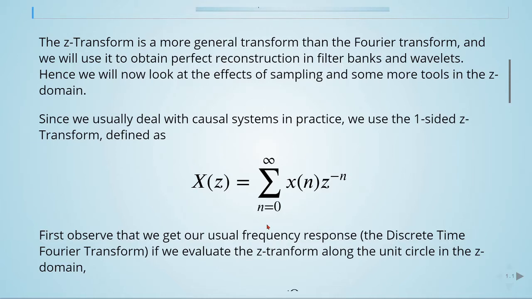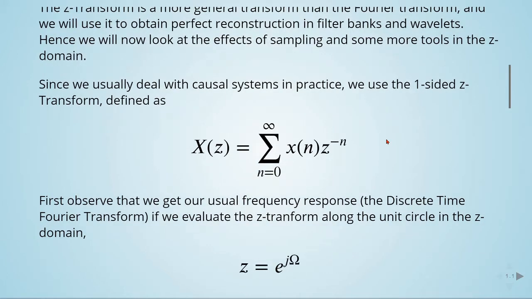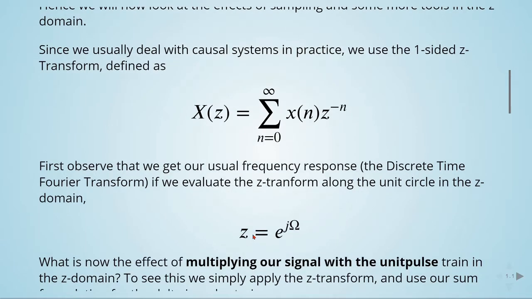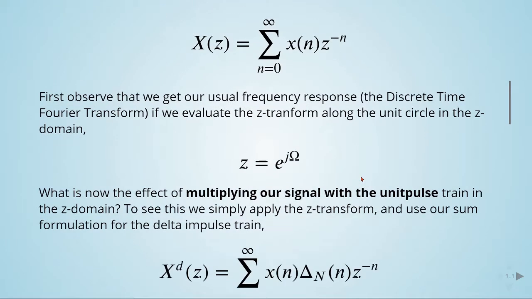It goes from n from 0 to infinity. This is our signal, and here z to the power of minus n. First, observe that we get our usual frequency response, the discrete time Fourier transform, the DTFT, if we evaluate the Z transform along the unit circle in the Z domain, when z is equal to e to the power of j omega. What is now the effect of multiplying our signal with the unit pulse train in the Z domain?